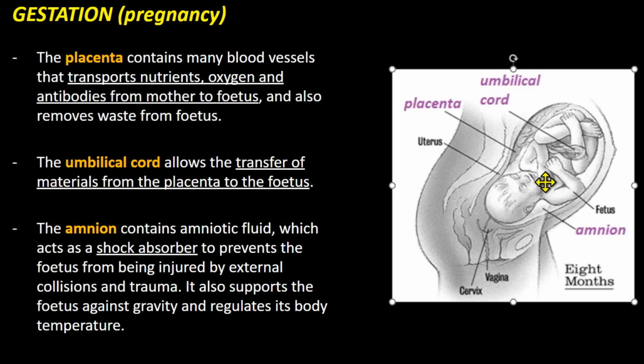The amnion contains amniotic fluid, and this acts as a shock absorber. Basically, it helps to prevent the fetus from being injured by external collisions or trauma. Let's say that the mother was to get hit in her belly, this amniotic fluid is going to absorb the force. It also supports the fetus against gravity, helps with the development of limbs, and it also helps to regulate its body temperature because most of it is water.